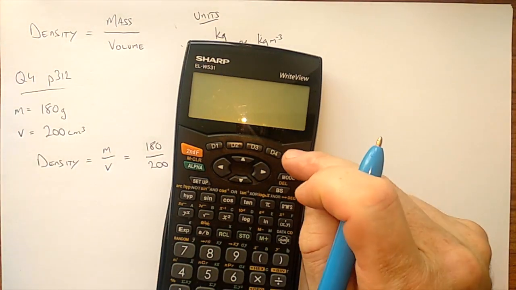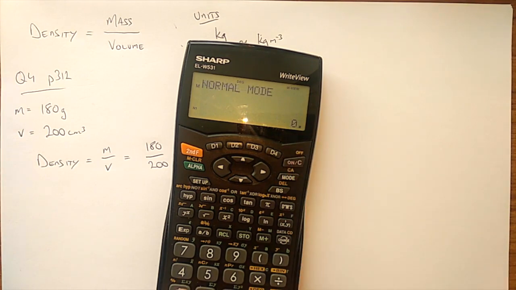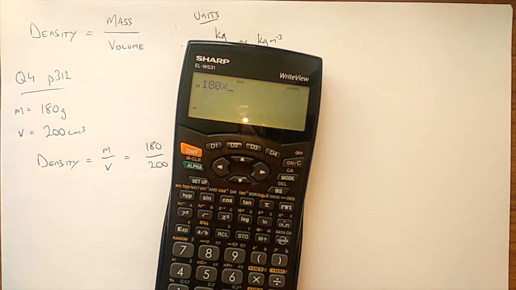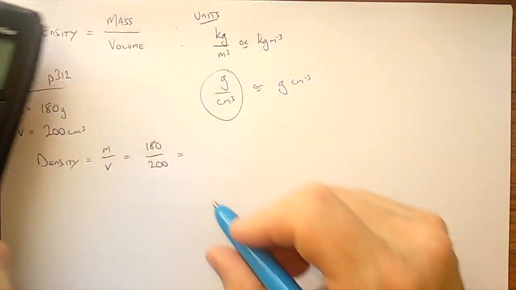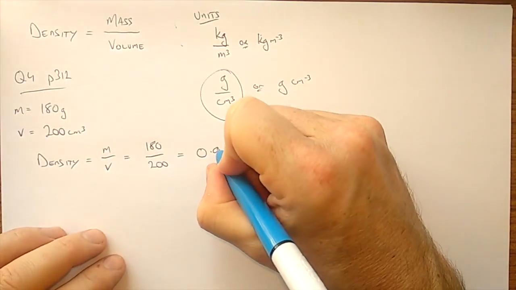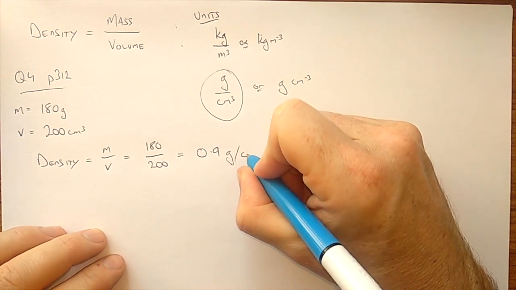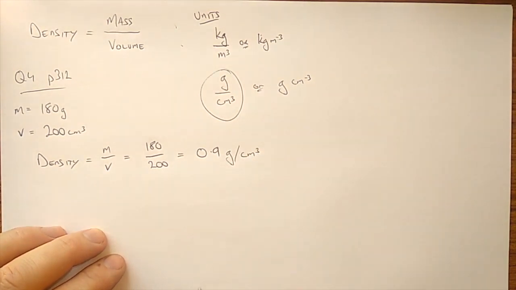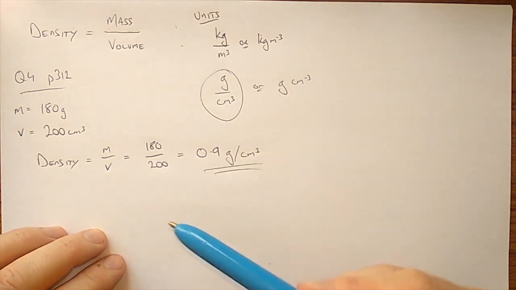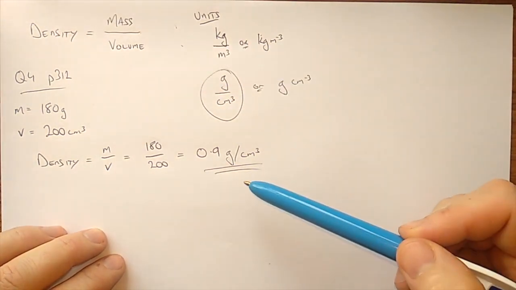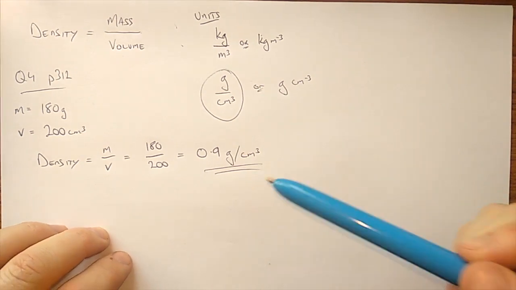If you're ever unsure about this one, you can always use your calculator to check these things. 180 divided by 200 equals 9 over 10, or 0.9. Don't forget your units, grams per centimeter cubed. That's our answer right there. Once we lay it out nice and steady with this equation, it all falls into place fairly nicely.